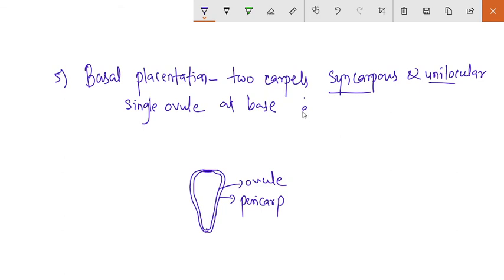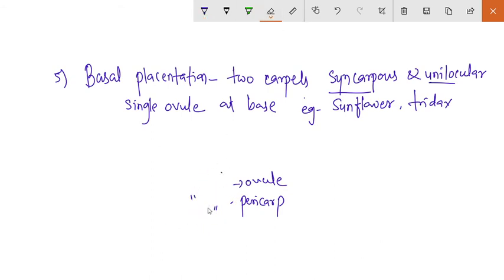The example, sunflower or tridex. Tridex म्हणजे त्याला एक दांडी आपण म्हणतो. एक दांडीचे छोटे छोटे सूर्यफुलासारखे फुलं, जंगली फुलं असतात खाली, तर त्याला पण tridex. Okay, so it is a basal placentation. Then the next, that is the superficial placentation. Superficial.